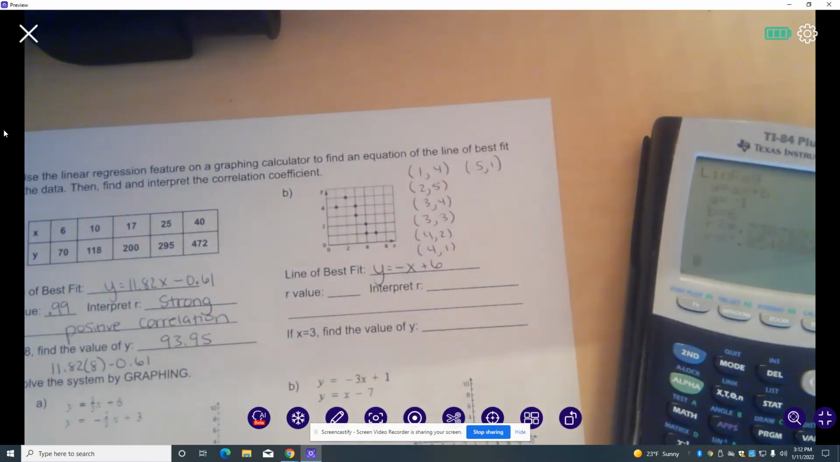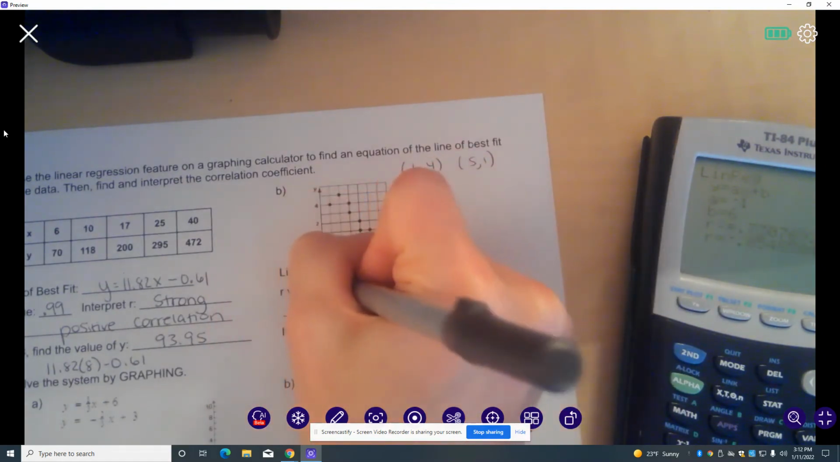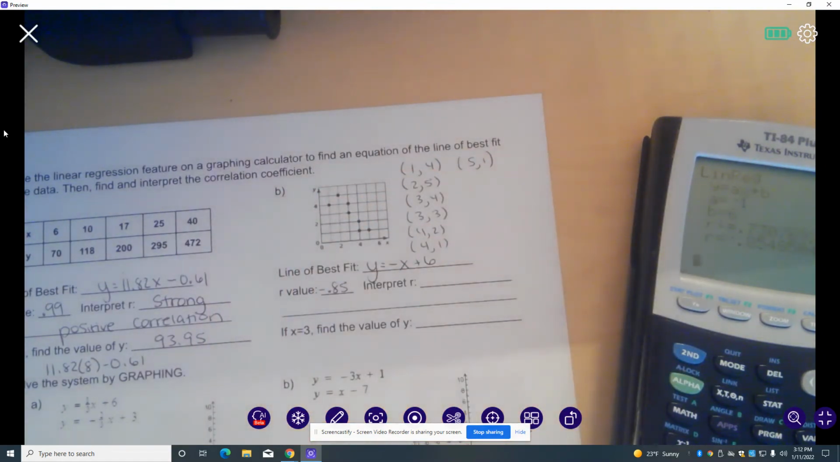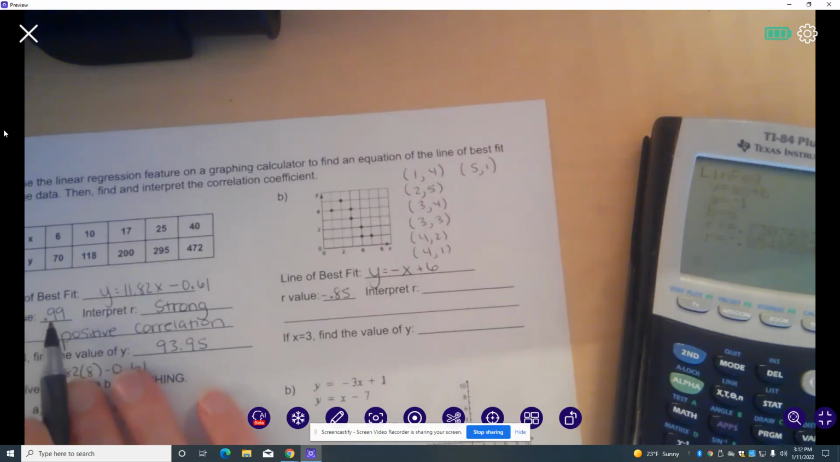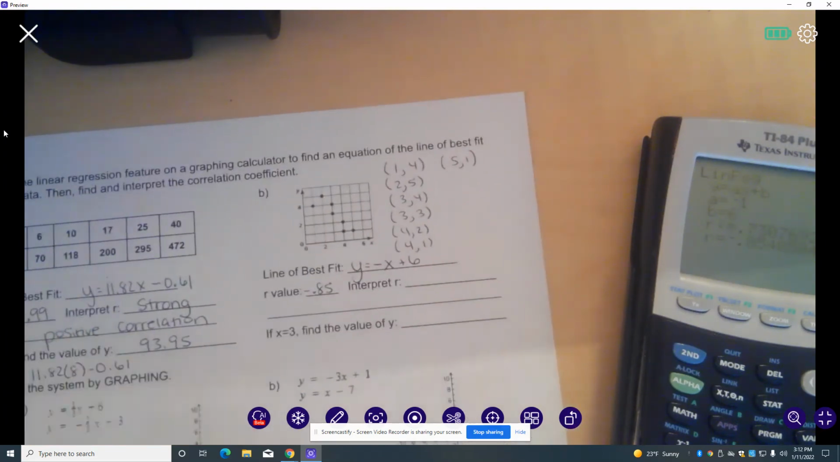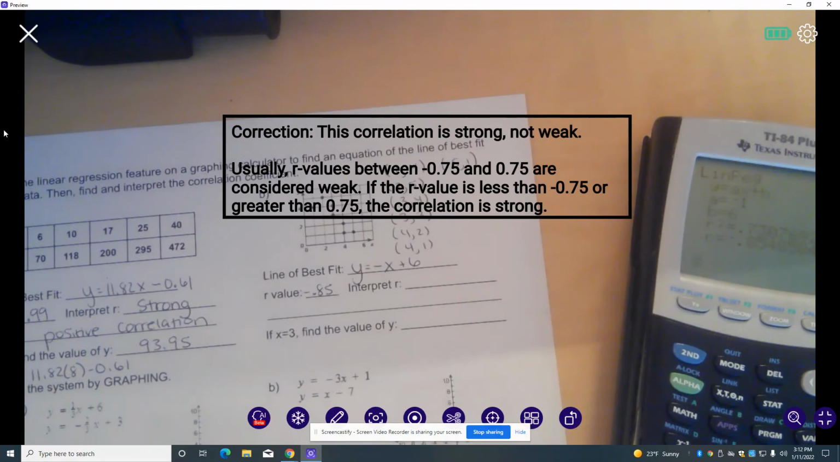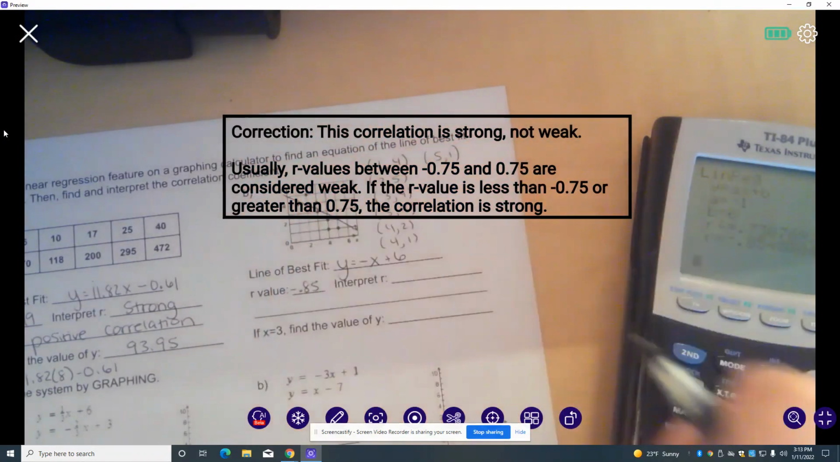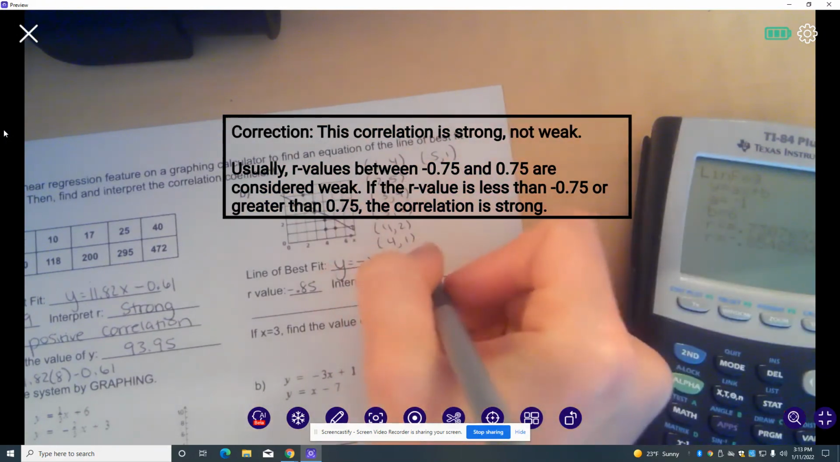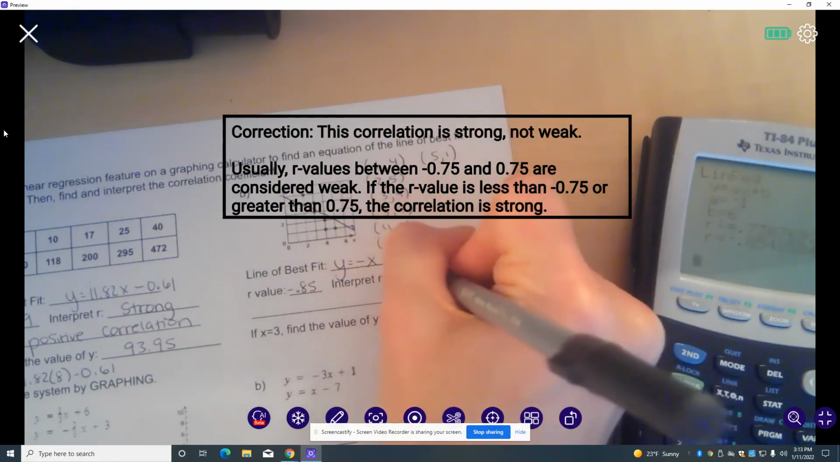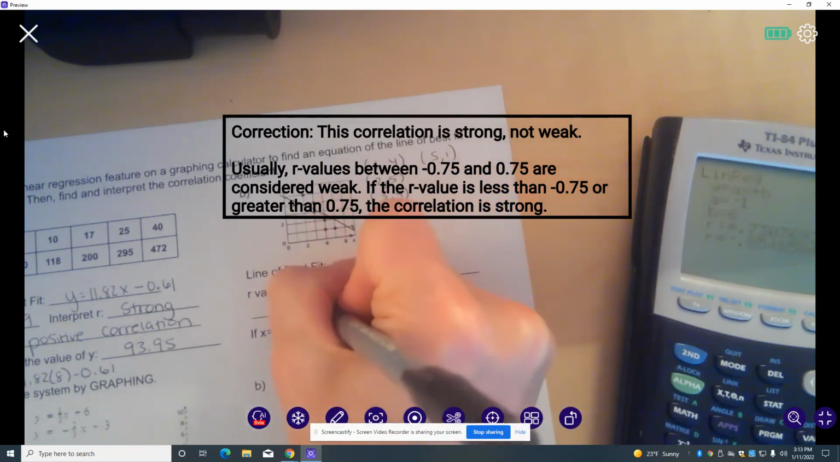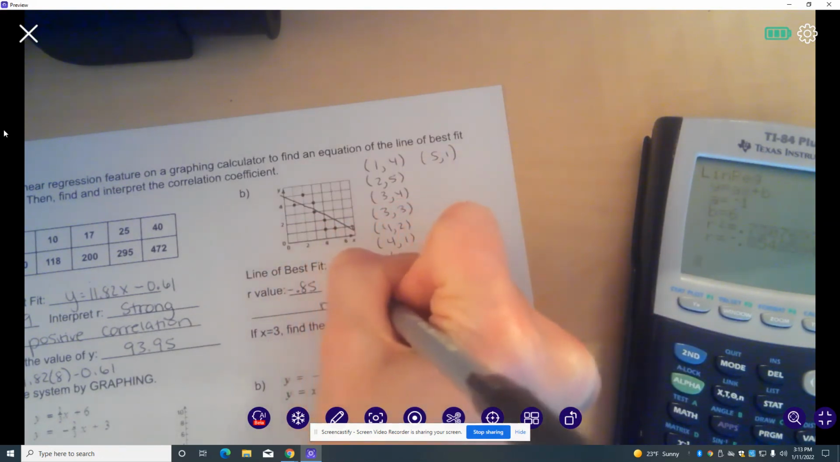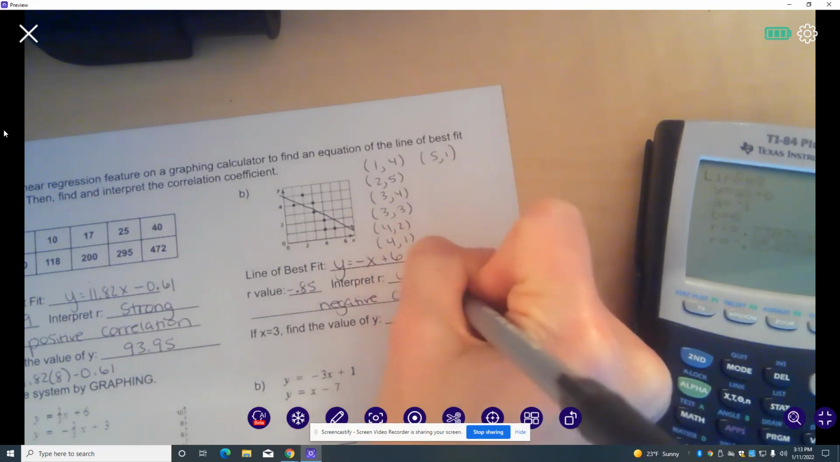My R value is negative 0.85. Now that's kind of close to 1, but it's not super close to negative 1, like 0.99 was close to positive 1. So I would call this a weak correlation, and it's negative, right? Our line of best fit has a negative slope. So my R value is a weak negative correlation.